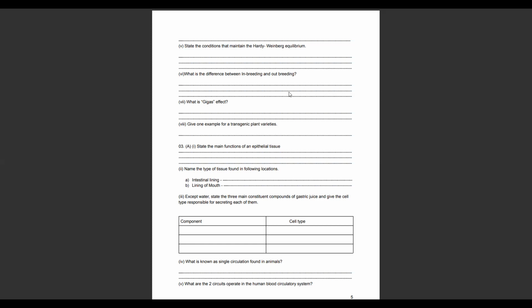Simple columnar epithelium. 1 mark. Then lining of mouth, vagina. Stratified squamous epithelium. Stratified squamous epithelium. 1 mark.